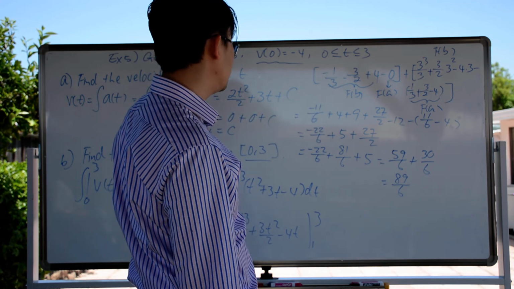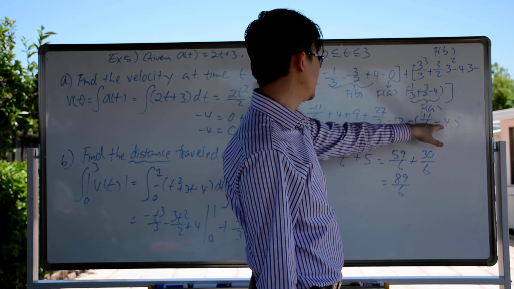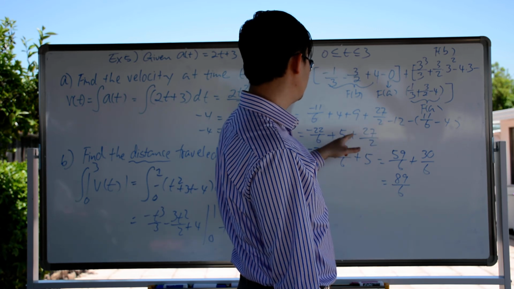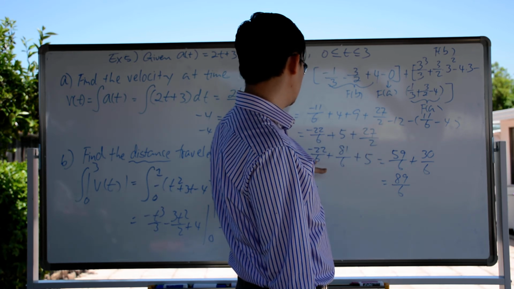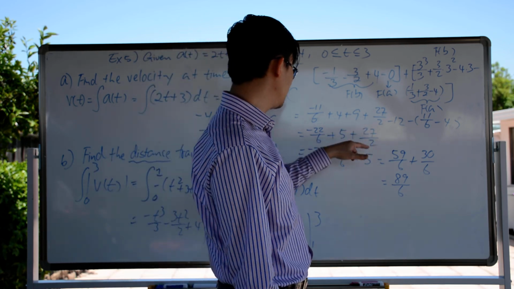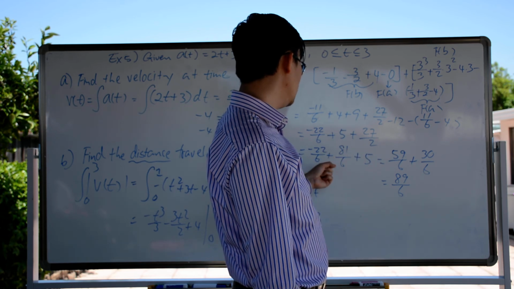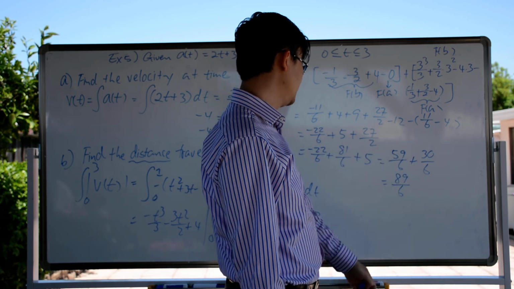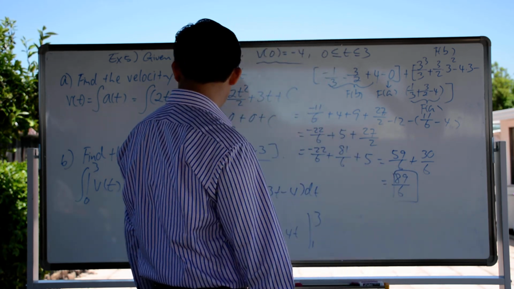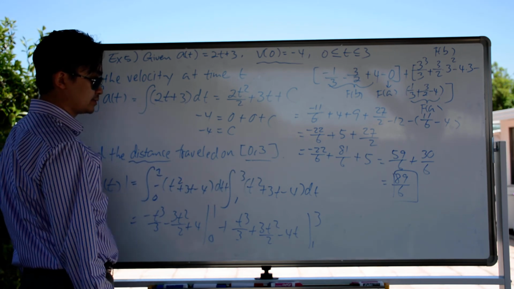Then evaluate it. Again, negative 22 over 6, 4 minus negative 4, 8, plus 9, 17, minus 12, 5, plus 27 over 2. Convert that to the same denominator, 81 over 6, times 3 top and bottom. So we do have 59 over 6 plus 30 over 6. So 89 over 6. Okay, so that's it. So this one is the total distance traveled by the particle from 0 to 3 seconds.